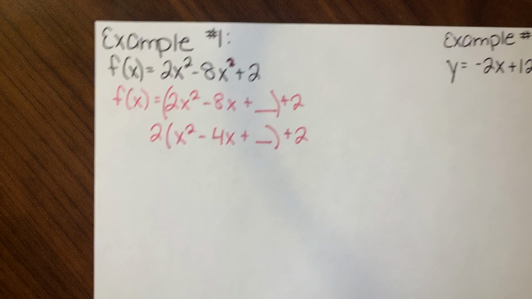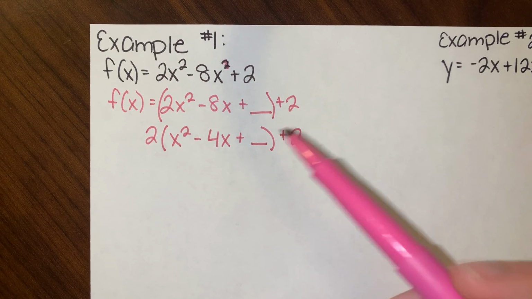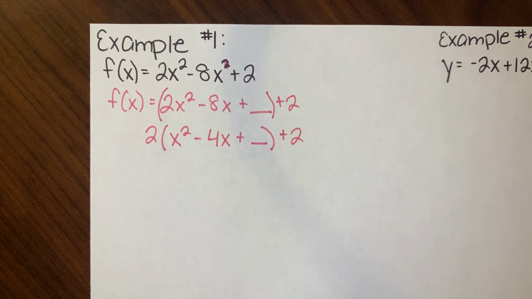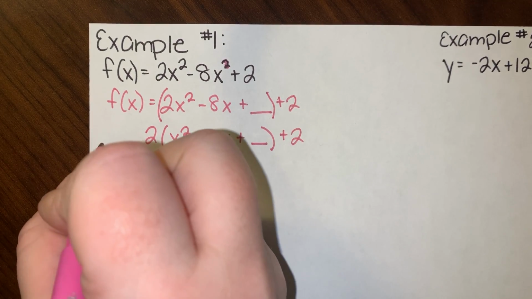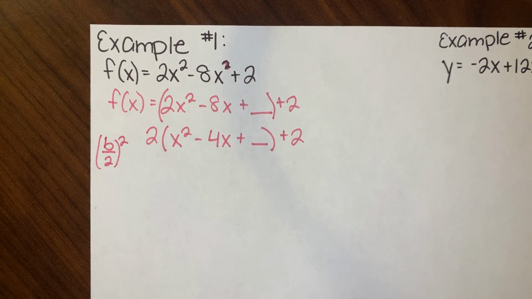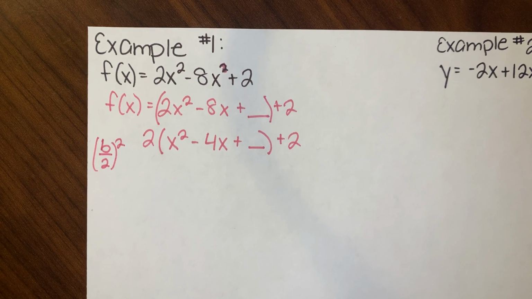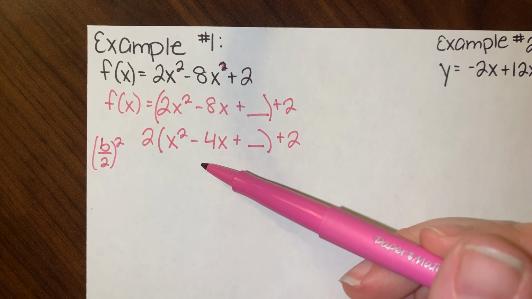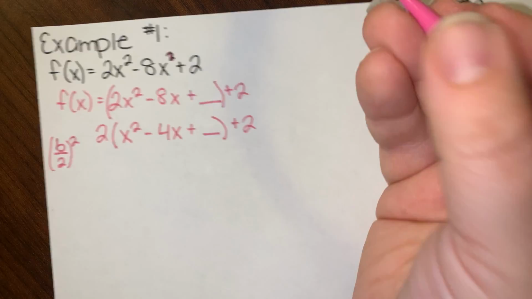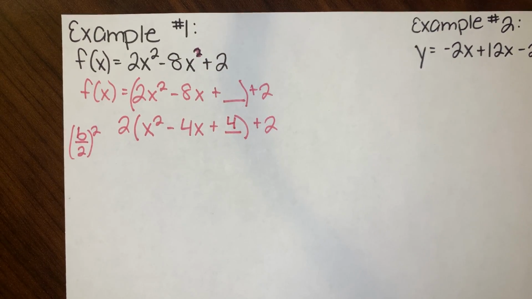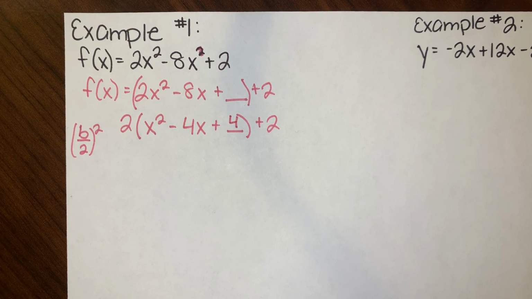All right, now I need to complete the square to figure out what the c value would be inside my parentheses. If you remember, to find c, it's b divided by 2 squared. My current b value is -4. So -4 divided by 2 is -2. -2 squared, -2 times -2, is +4. So that completes the square inside the parentheses.